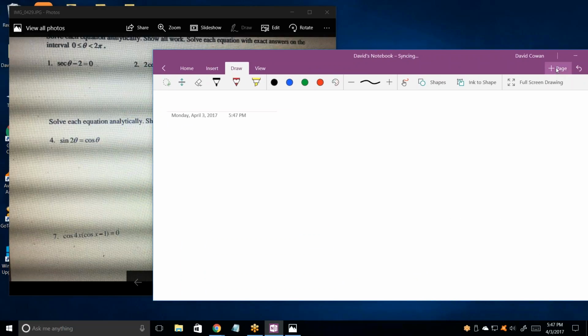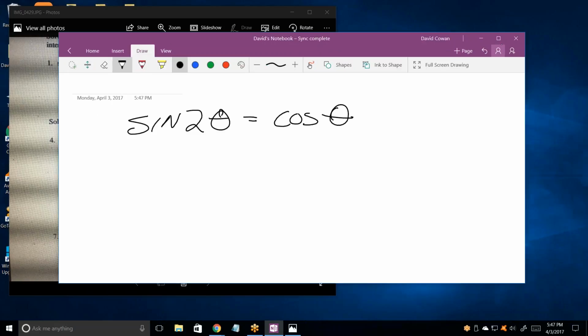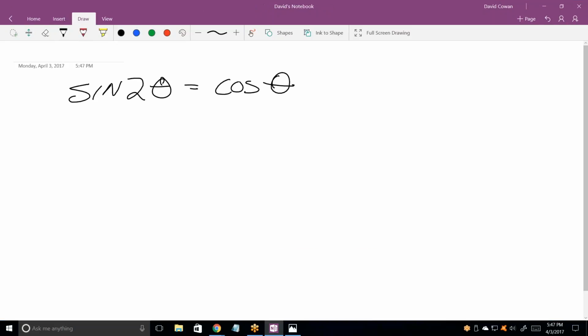I don't really like those extra instructions, but I'll live with it. Sine of 2 theta equals cosine of theta. I presume at the same time that they are saying you can't use your calculator. No, because if I could, this would be y sub 1, that would be y sub 2, and I would just look for where they crossed. That's the solution. But they don't let us do it that way.